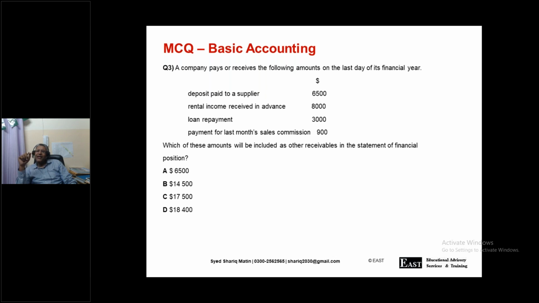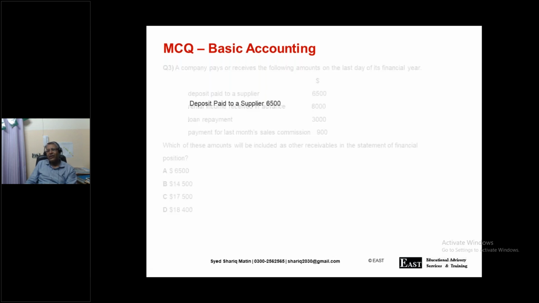The first one is basically an asset. Why an asset? You're paying it in advance to your suppliers. They have not provided you the goods. You have paid them the amount of money, and that is your advance payment, not advance receipts. Advance receipt is a liability. Advance payment is an asset. It's prepaid, paid in advance, like your prepaid Jazz card or prepaid Telenor card. So my answer is A, deposit with suppliers.